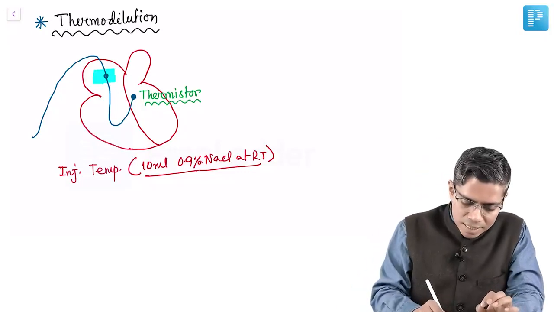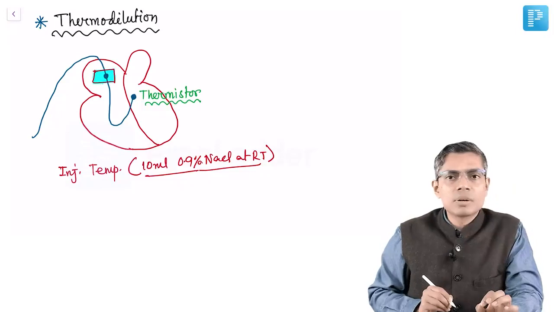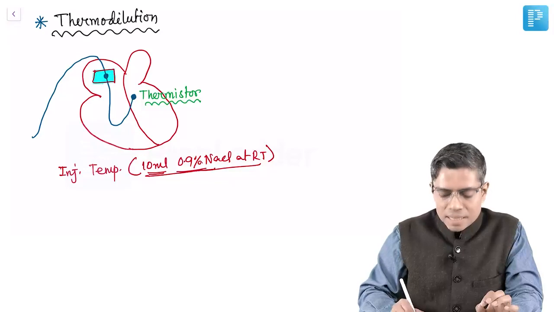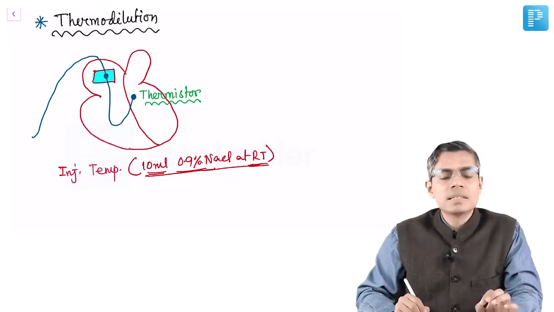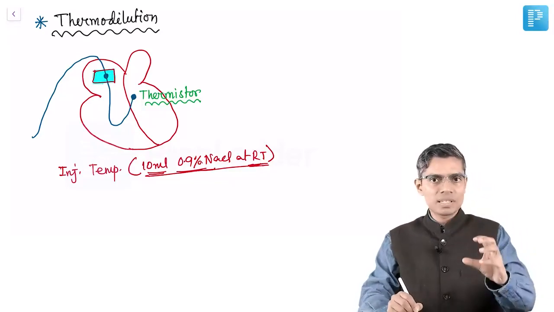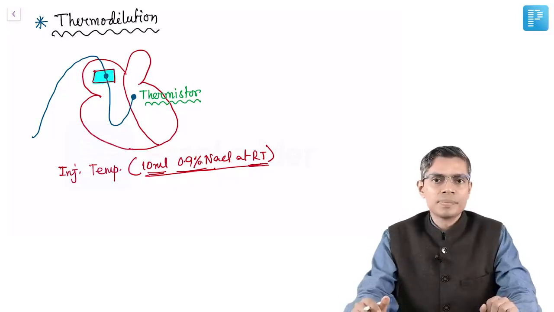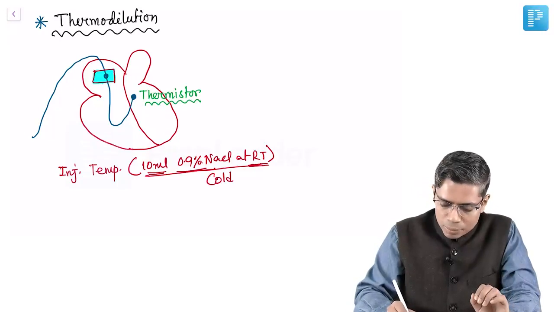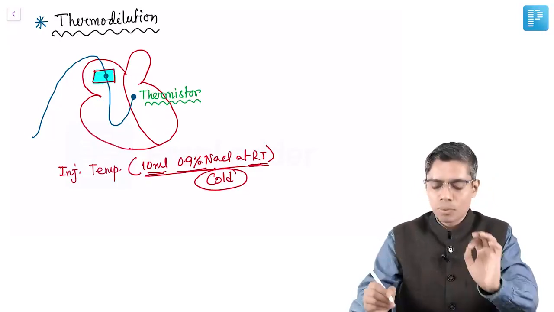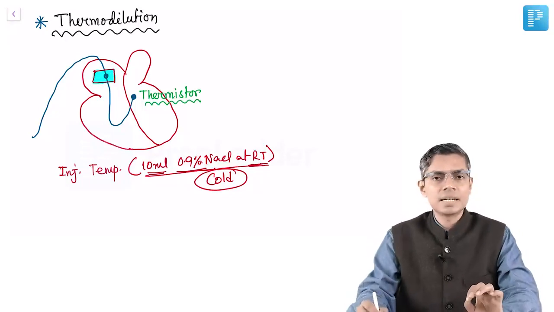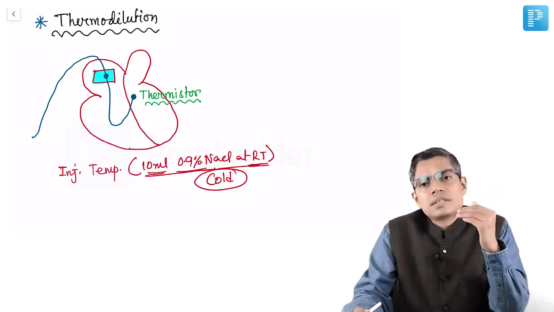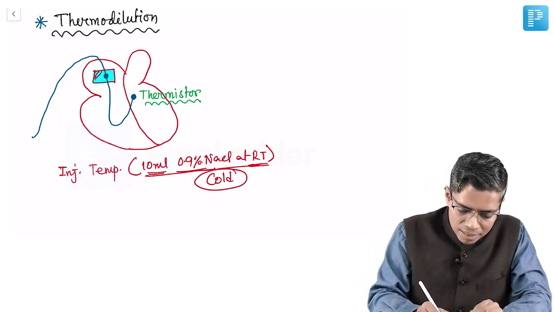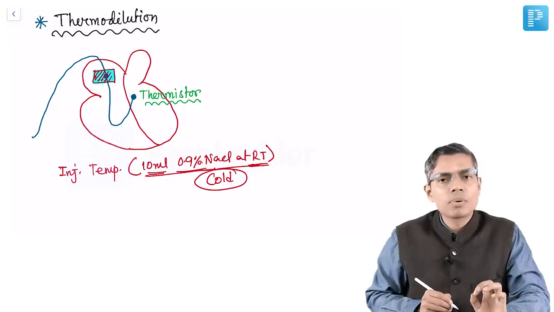Whenever you are injecting the saline at the level of the right atrium, how much saline are you injecting? 10 ml of 0.9% NaCl, injected at room temperature. Remember, although you are injecting at room temperature, this is a cold saline with respect to body temperature, because your core body temperature is 37 degrees centigrade, and saline at room temperature will be equal to cold. So you are injecting a certain amount of temperature here in the form of cold water.